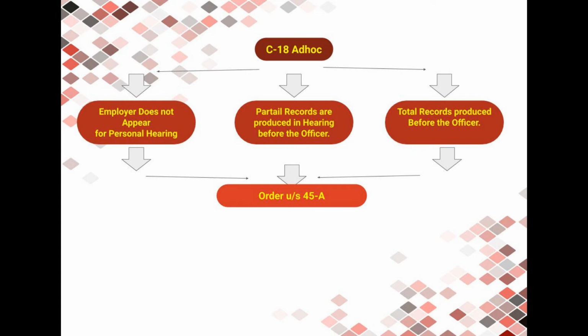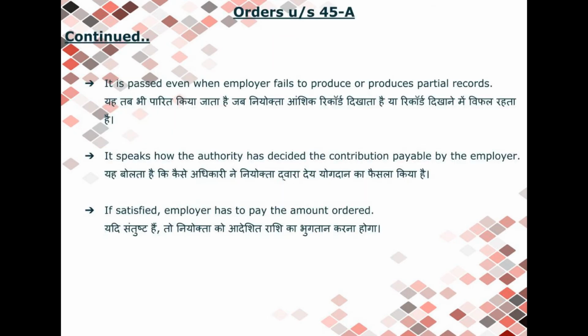Three things can happen. The employer may remain totally absent and may not attend the personal hearing at all, so the amount determined through C18 ad hoc will be the final contribution payable by the employer because the claim has not been disputed by the employer. Second option, you may appear for personal hearing and produce supporting documents completely. On the basis of records, the authorized officer will verify the records and determine contribution based on the records produced before him, and he will order the employer to pay the amount so determined through an order under section 45A. So the order issued under section 45A is a speaking order, and it clearly quotes the grounds on the basis of which the authorized officer has reached the conclusion.